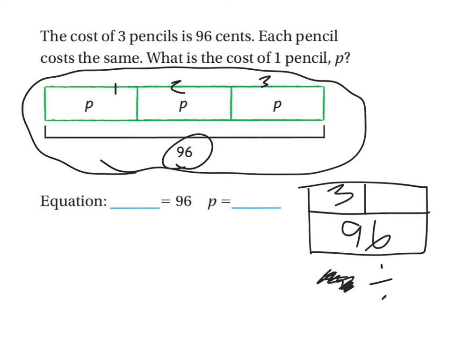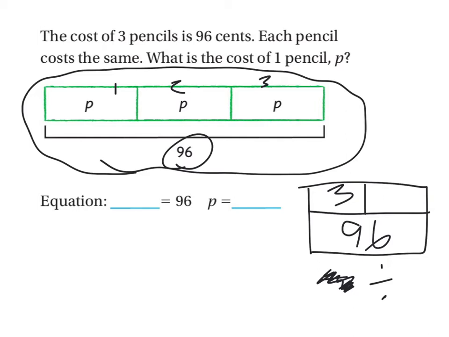So let's go and read and see what happens here. I think we're going to have a good setup of 96 divided by 3, but let's double check this. I could be wrong. It says the cost of 3 pencils is 96 cents. Each pencil costs the same. What is the cost of 1 pencil, RP? Okay, so I think we were onto something there. I think we did some good thinking when we set up our part whole.